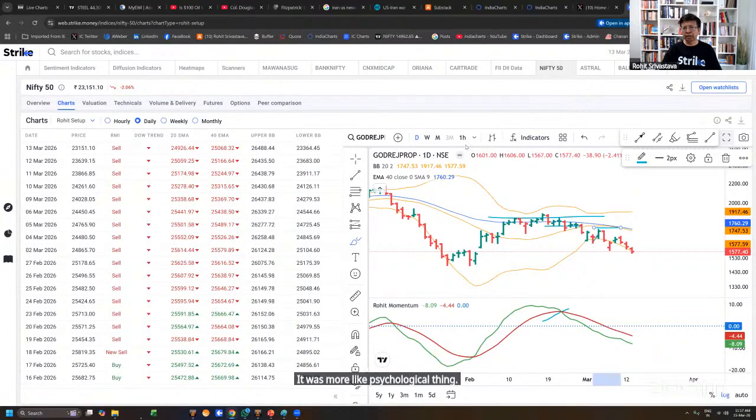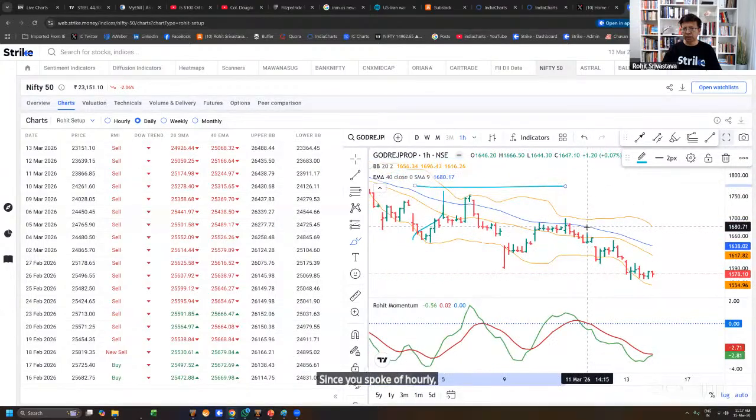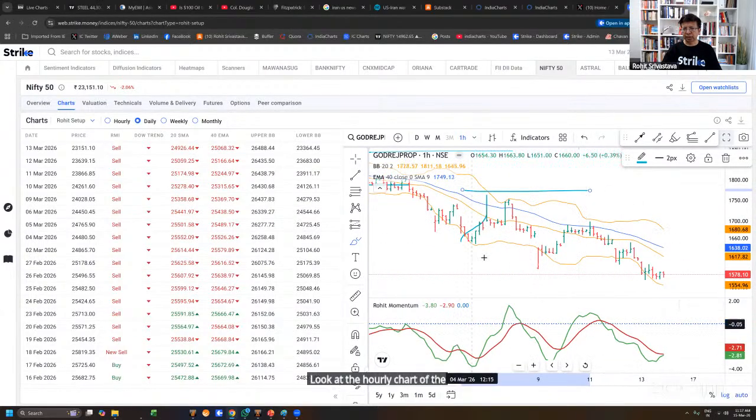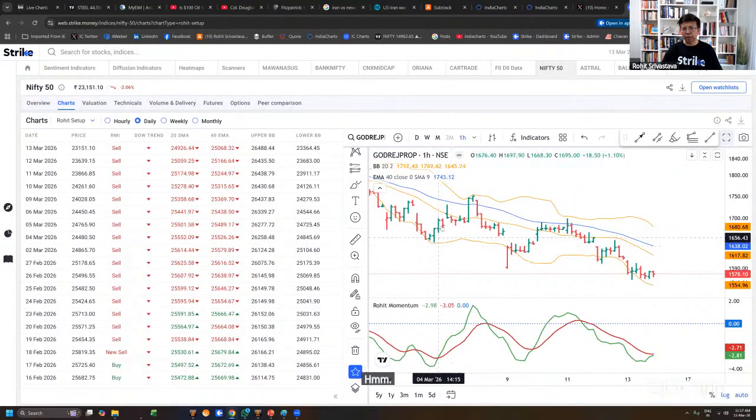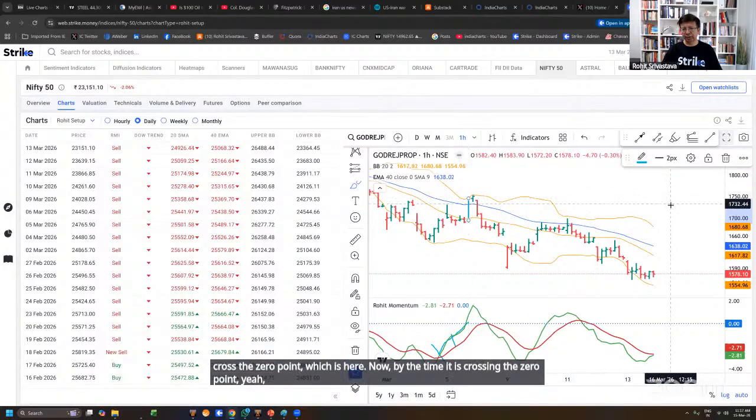So now again here I will push you to an hourly chart since you spoke of hourly. Look at the hourly chart of the RMI at that point of time also. So when this bounce happened initially here, the RMI, again same logic, the RMI is in buy. At this point, it is not yet above zero. So we always wait for this to go back, cross the 0 point, which is here. Now, by the time it is crossing the 0 point, the price has come here too.